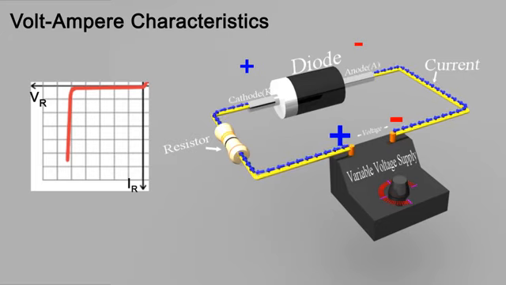But as the reverse voltage reaches the breakdown voltage value, a large current flows through the diode. Operation in the breakdown region should be avoided because the diode may be damaged due to excessive power dissipation.